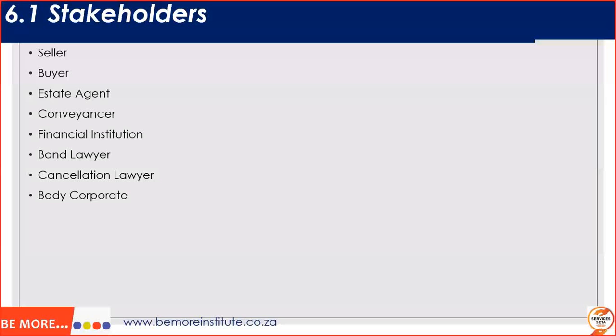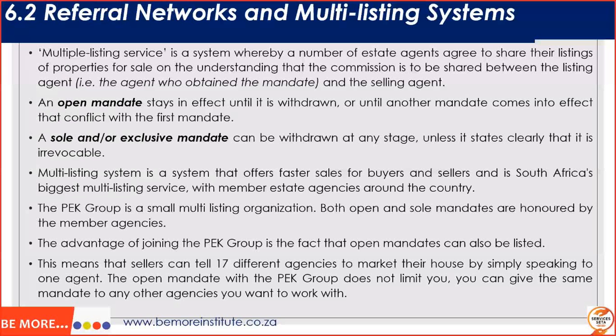Another specialized concept within the real estate environment, as we're talking about stakeholders, is referral networks and multi-listing systems. What is a multi-listing service? It is a system whereby a number of estate agents agree to share their listings of properties for sale on the understanding that the commission is to be shared between the listing agent and the selling agent. So you affiliate or subscribe to this particular service as an estate agent.